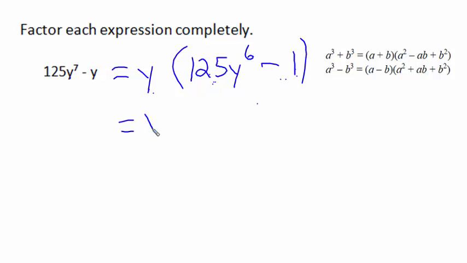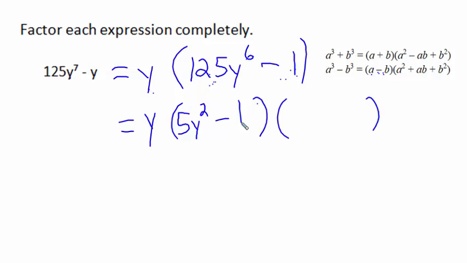So our final answer, we're still going to have that y out front. This difference of cubes is going to split up into two more sets of parentheses. In the first set, we'll have the cube root of the first thing minus the cube root of the second thing. Well, the cube root of 125 y to the 6th is 5, so we get the 125, and y squared to get to y to the 6th if you were to cube it. Minus the cube root of the second thing, well, the cube root of 1 is 1.